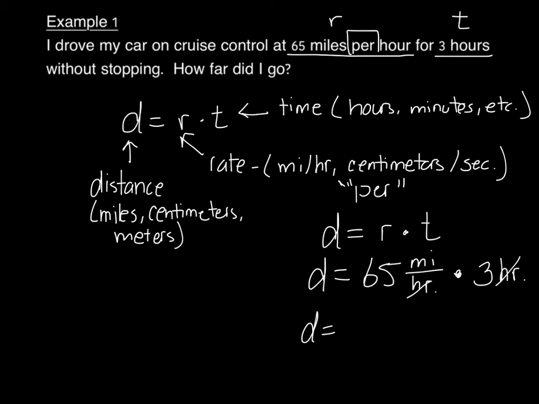So my distance is going to be 65 times 3. So you can use a calculator. That would be 195, and I'm left with miles. So our answer would be that you went 195 miles over the 3 hours.